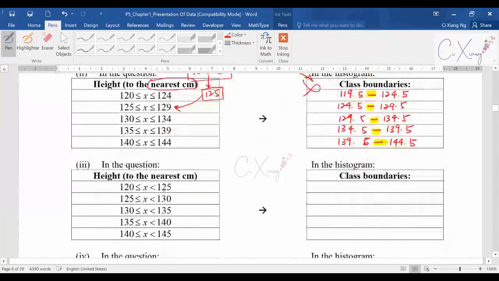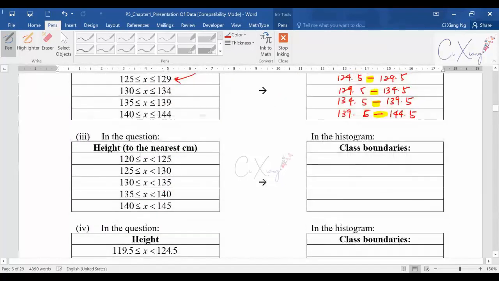But if you have a look at question number 3 here, again they give you all the data like this, all the classes like this. So how can I make it into the class boundary? Before you do any adjustment, you first check the value for the upper limit of the class and the value for the lower limit of the next class. You compare these two values, and they are actually the same, right?